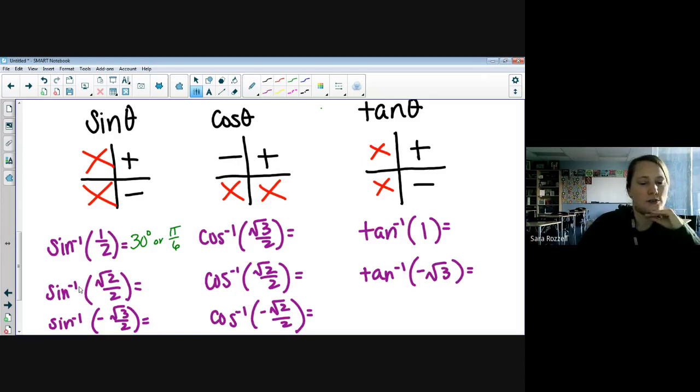Okay, y'all look at the next one. Inverse sine of root 2 over 2. For which degree measure is sine root 2 over 2? 45. 45, good. 45 degrees is our answer. Or in radians, that is pi over 4.